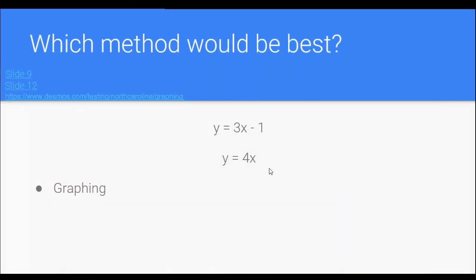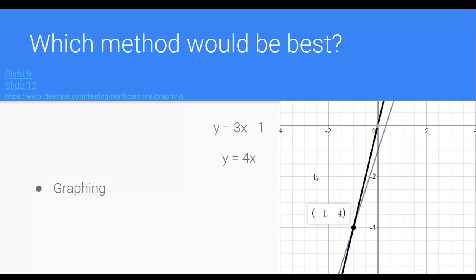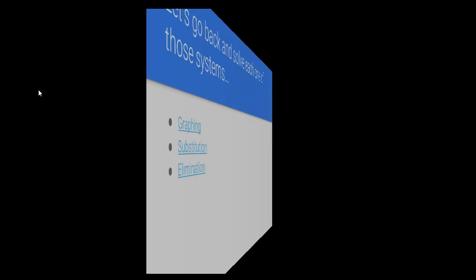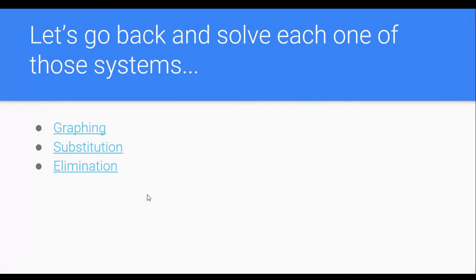So when we solve this system by graphing, we're going to start at our y-intercept, -1, and use our slope to go from there. So when you put these two lines on the graph, the purple line is 3x minus 1, and the black line is 4x. The point at which they cross, -1, -4, is the solution to the system. We all were pretty good at graphing.